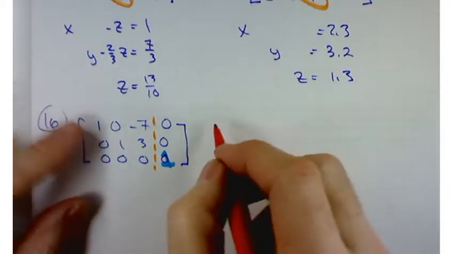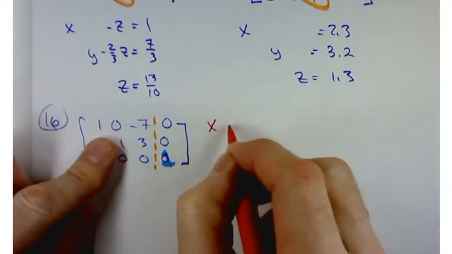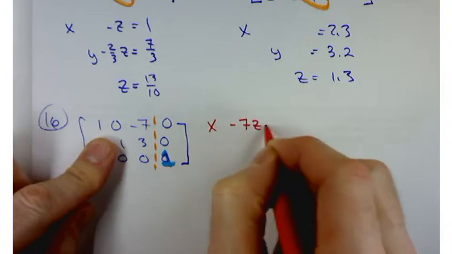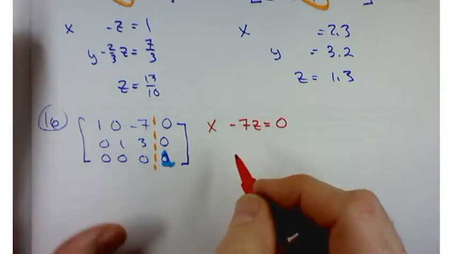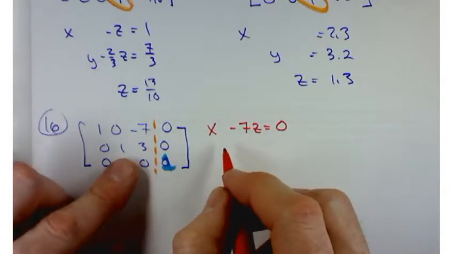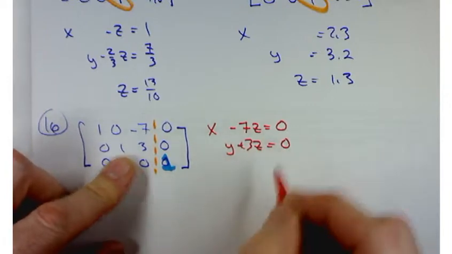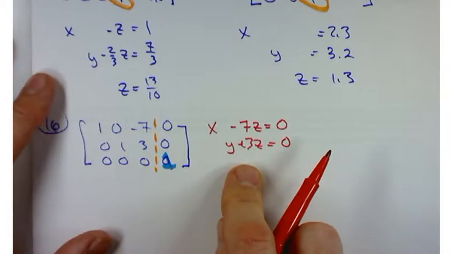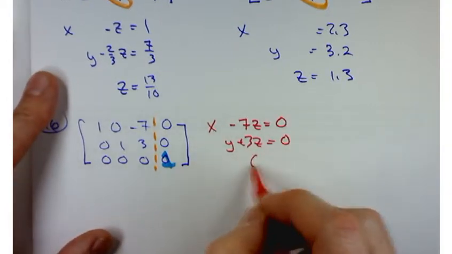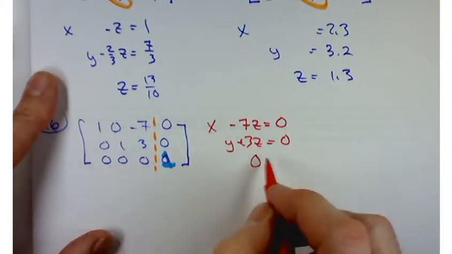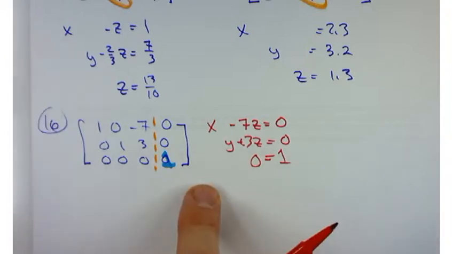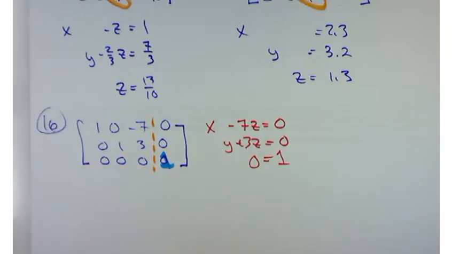So what would the first equation be? Good. x minus 7z equals 0. And then y plus 3z equals 0. How about the last equation? What's that say? It says 0 equals 1, right? There's 0, 0, 0, 0 equals 1. Can you see a problem with that? Yeah, 0 doesn't equal 1.